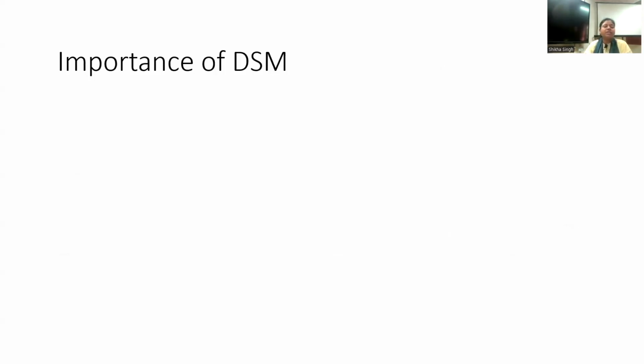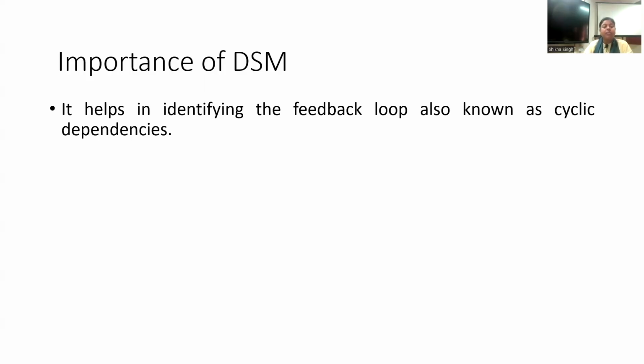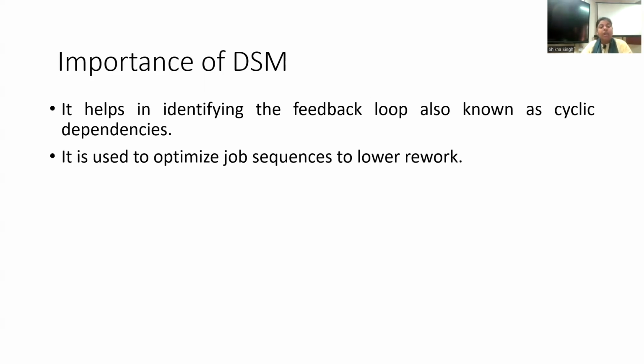So the importance of DSM. Though we have already discussed a lot about importance, anyway, it helps in identifying the feedback loop. Identification of feedback loop is a critical task, or it is a little complex to identify, right? Then it is used to optimize job sequences to achieve an optimal arrangement so that the rework can be minimized.